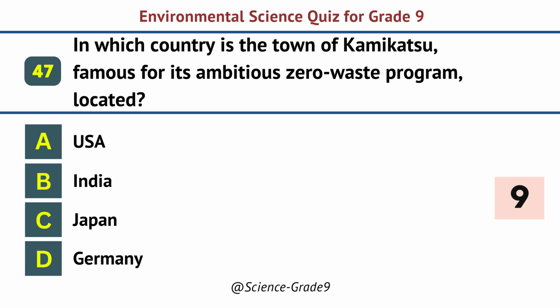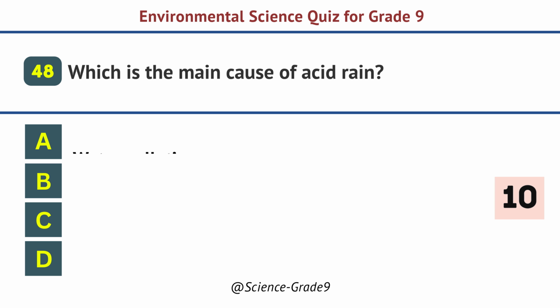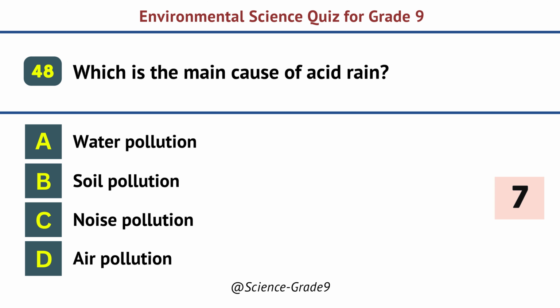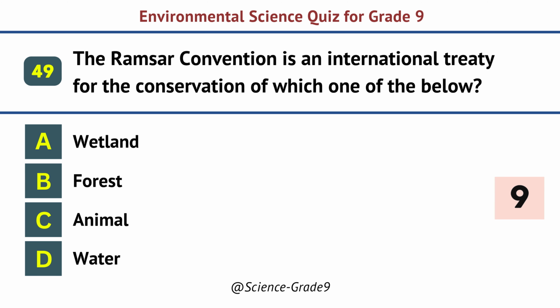In which country is the town of Kamikatsu, famous for its ambitious zero waste program, located? Japan. Which is the main cause of acid rain? Air pollution. The Ramsar Convention is an international treaty for the conservation of which one of the below? Wetland.